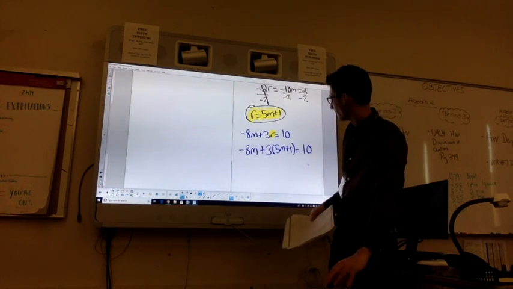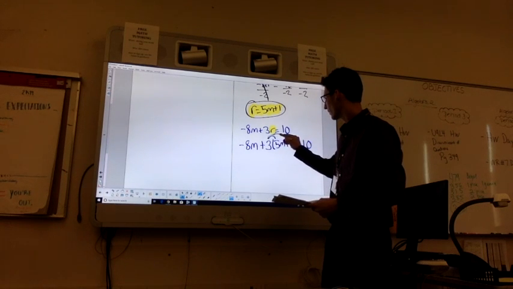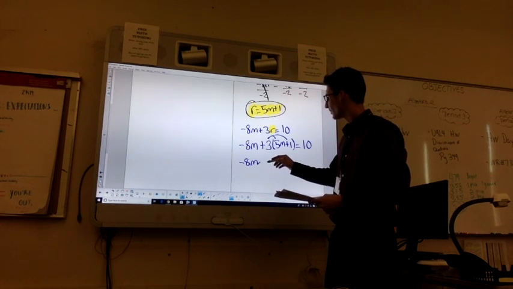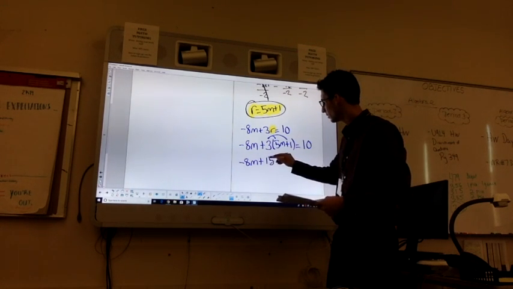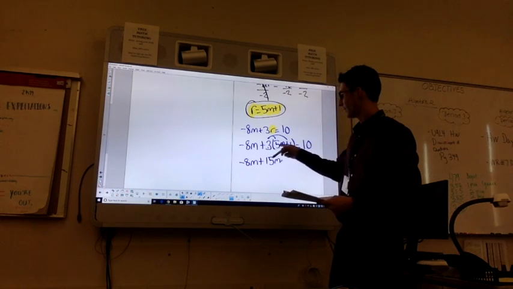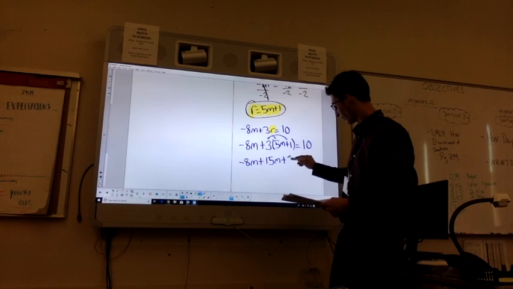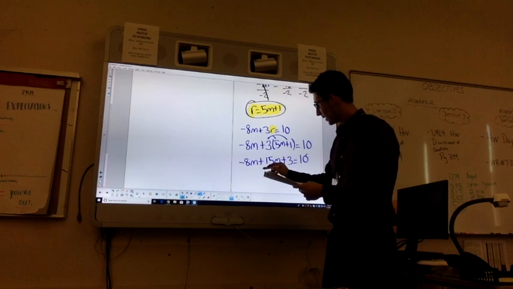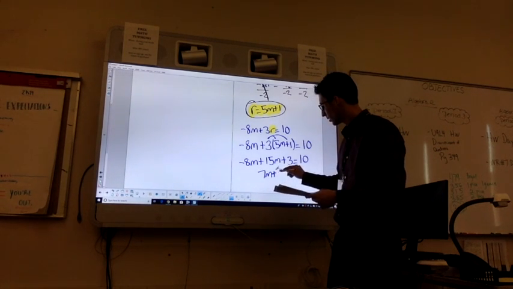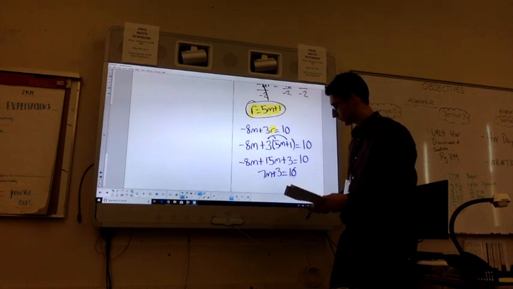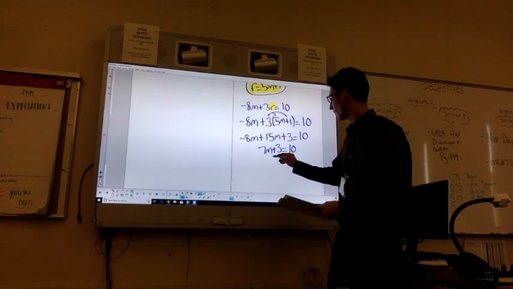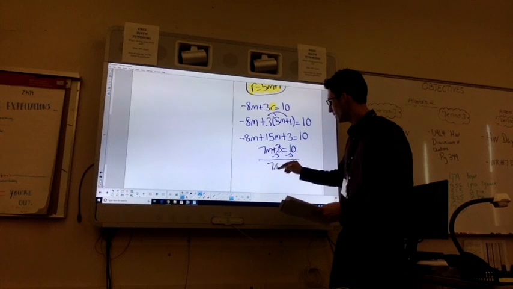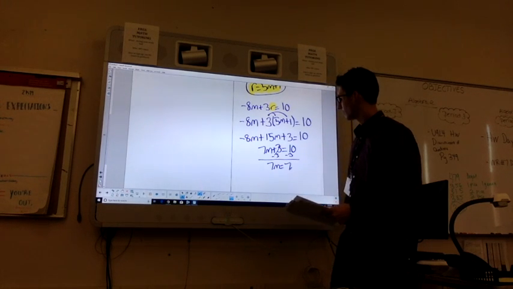And then I have to simplify. Okay, so I got to distribute. So I have negative 8m plus 3 times 5m is 15m plus 3 times positive 1 is positive 3 equals 10. And then I want to solve for my m. So here I have 7m plus 3 equals 10. Subtract by 3 on both sides. So 7m equals 7. So m equals 1.